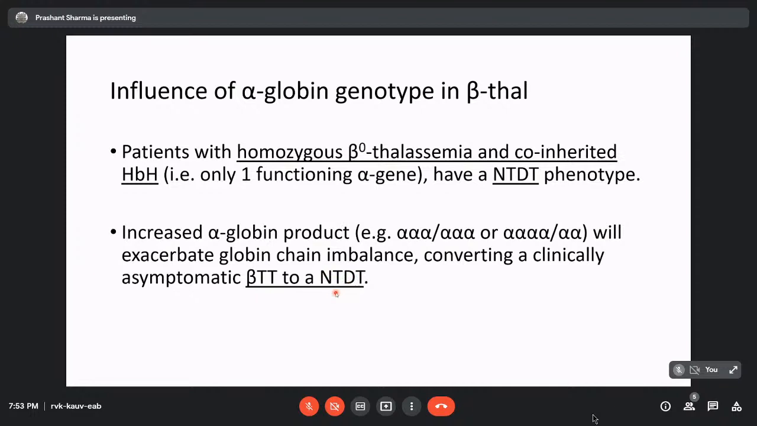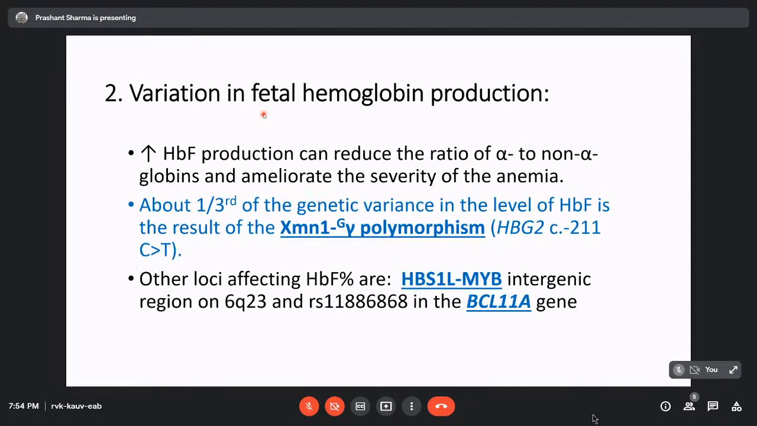The other secondary modifier is a variant in fetal hemoglobin production. And that's because increased fetal hemoglobin can reduce the ratio of alpha to non-alpha globins. How does it do that? Because simply there are genetic polymorphisms that can increase gamma globin production even beyond infancy. And once that happens, they can combine with some of the alpha chains and reduce the dyserythropoiesis and ineffective erythropoiesis going on in the bone marrow.